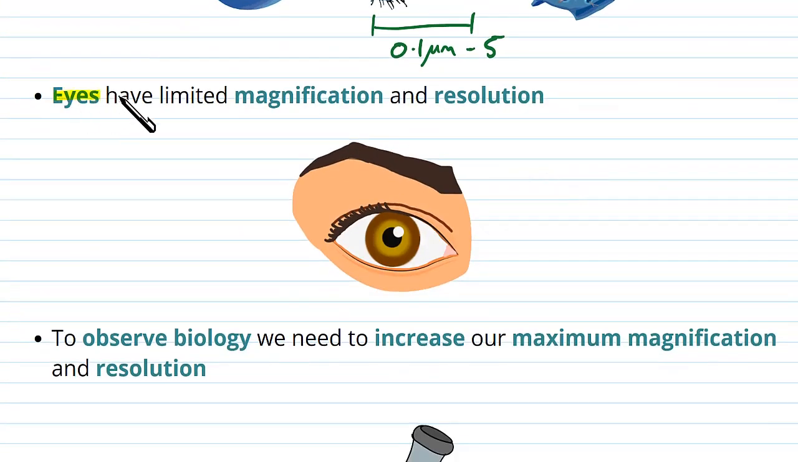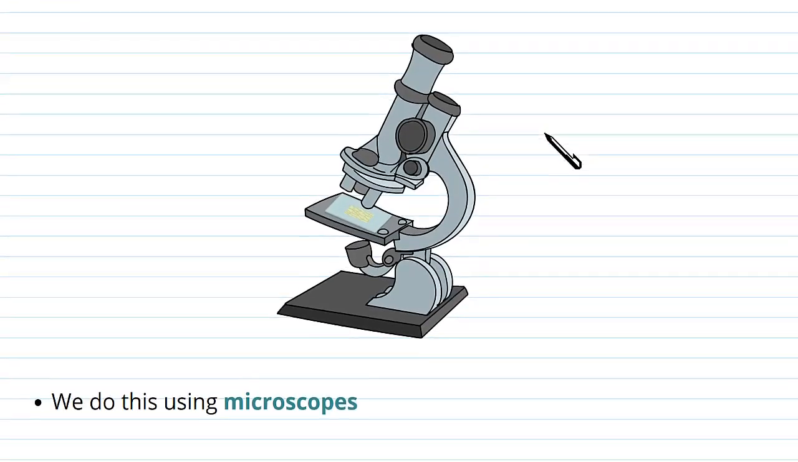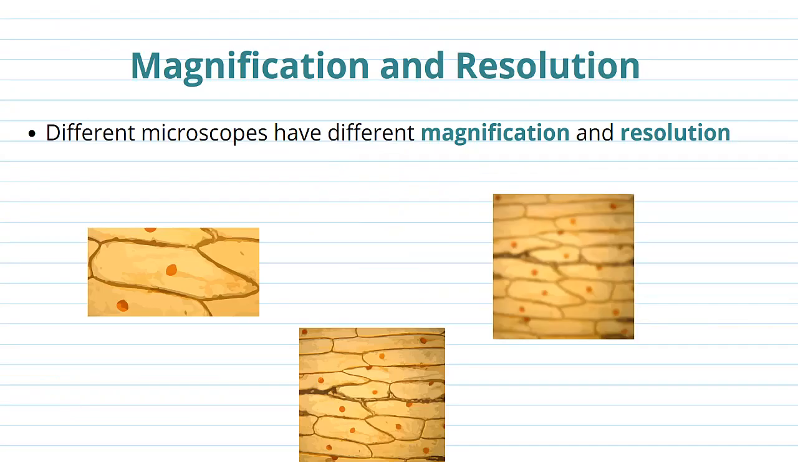The eyes are limited because they don't have enough magnification or resolution, which are two terms that we'll go into more detail about in the next slide. So to observe biology, we have to increase our maximum magnification and resolution, and in order to do this, we use microscopes. To understand how microscopes work, we need to be familiar with these two terms, magnification and resolution. Our eyes don't have strong enough of either, so the microscopes have to have enough magnification and resolution, and different types of microscope have different levels of each.